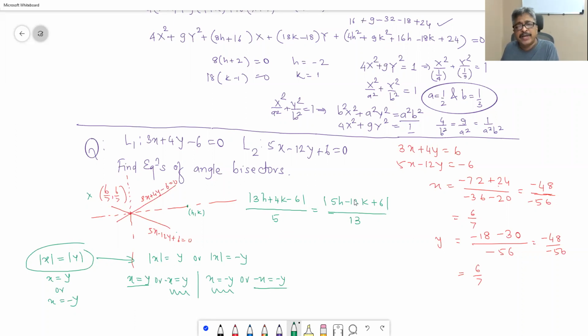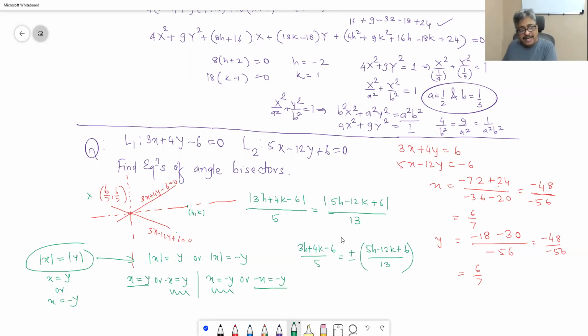So if you are resolving the absolute value sign from both LHS and RHS, you end up getting only one pair, that is plus or minus. So I get (3h + 4k − 6) upon 5 is equal to either plus or minus (5h − 12k + 6) upon 13.